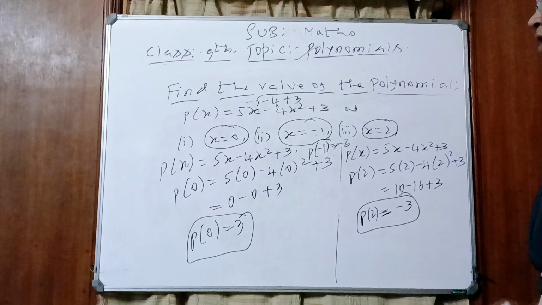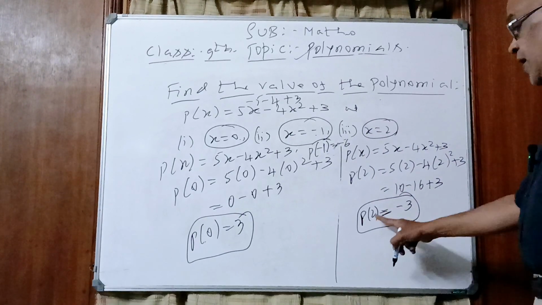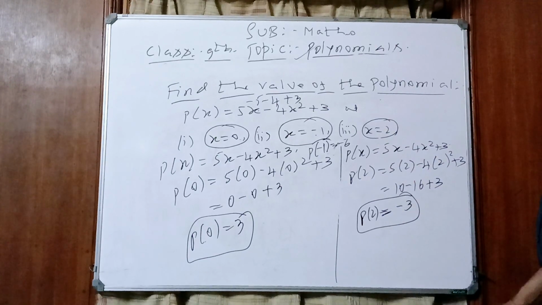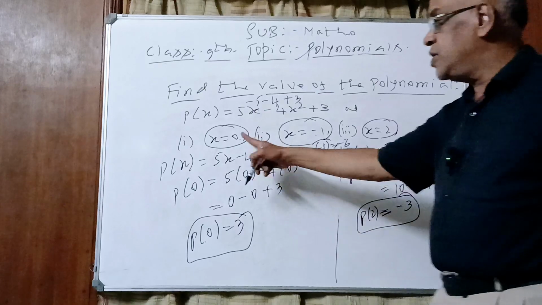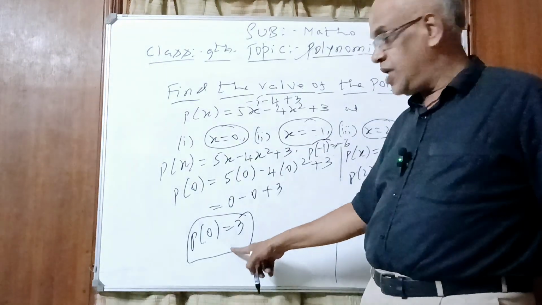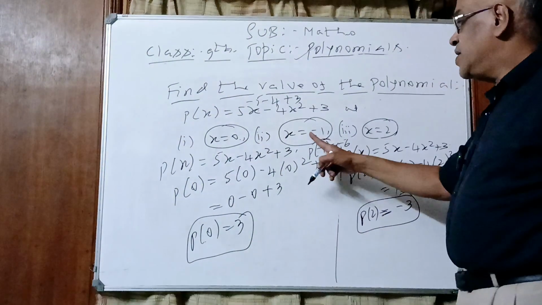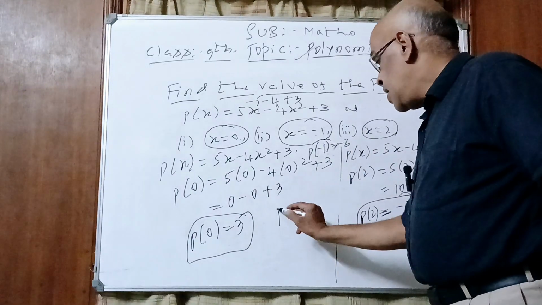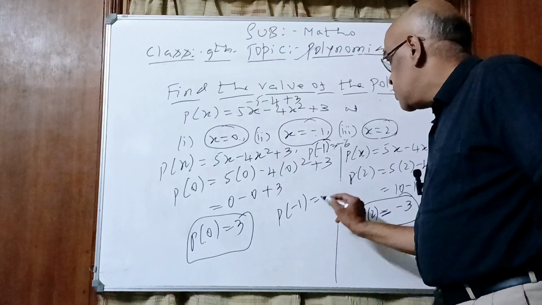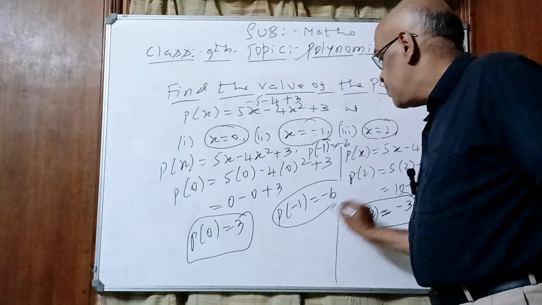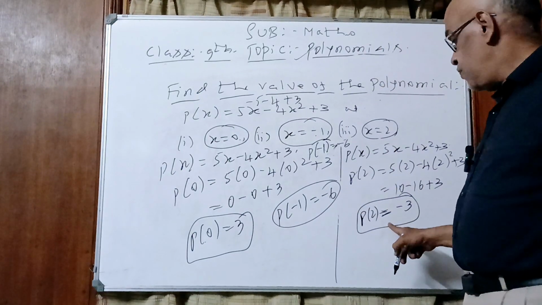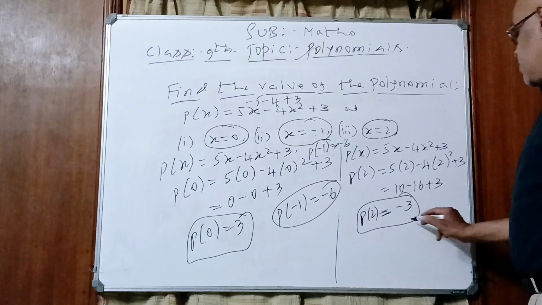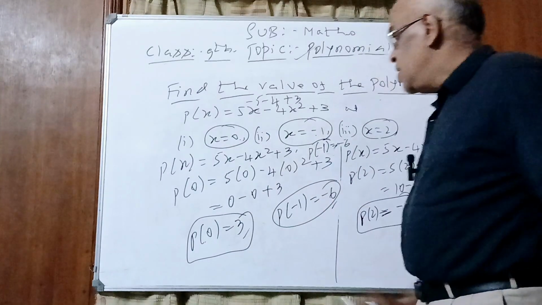That's it, children. If this value becomes 0, then the value substituted is called a zero of the polynomial. Is x is equal to 0 a zero of the polynomial? No, because the answer is not 0. Is x is equal to minus 1 a zero of the polynomial? No, children, because the answer P of minus 1 is minus 6, not 0. Is x is equal to 2 a zero of the polynomial? No, because the answer is not 0, it is minus 3. These three values are called values of the polynomial.